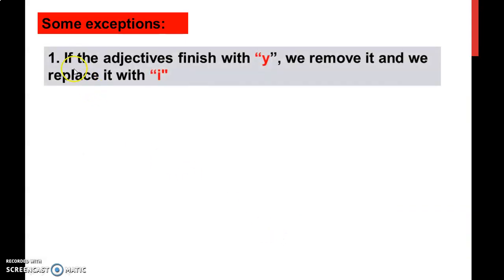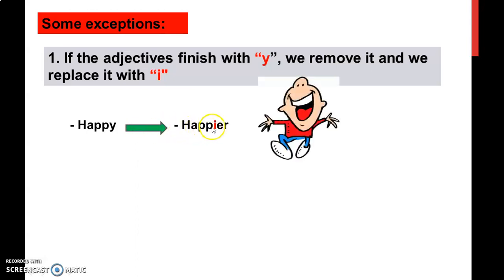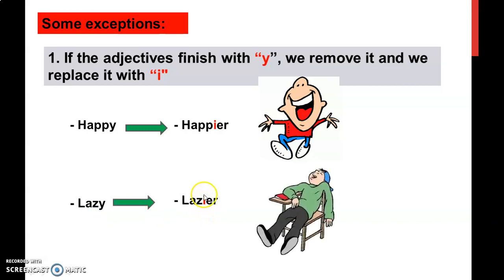Let's see now some exceptions. Exception 1. If the adjectives finish with y, what should we do? We remove that y and we replace it with i. For example, happy. Look at happy, it finishes with y. I will remove the y and it becomes i, happier. Okay, happier. Another example, lazy. So we have lazy, there is y here. I'm gonna remove it and it becomes lazier. It becomes i. Of course, I have to add er. So this is the first exception. When you have y and it becomes i.